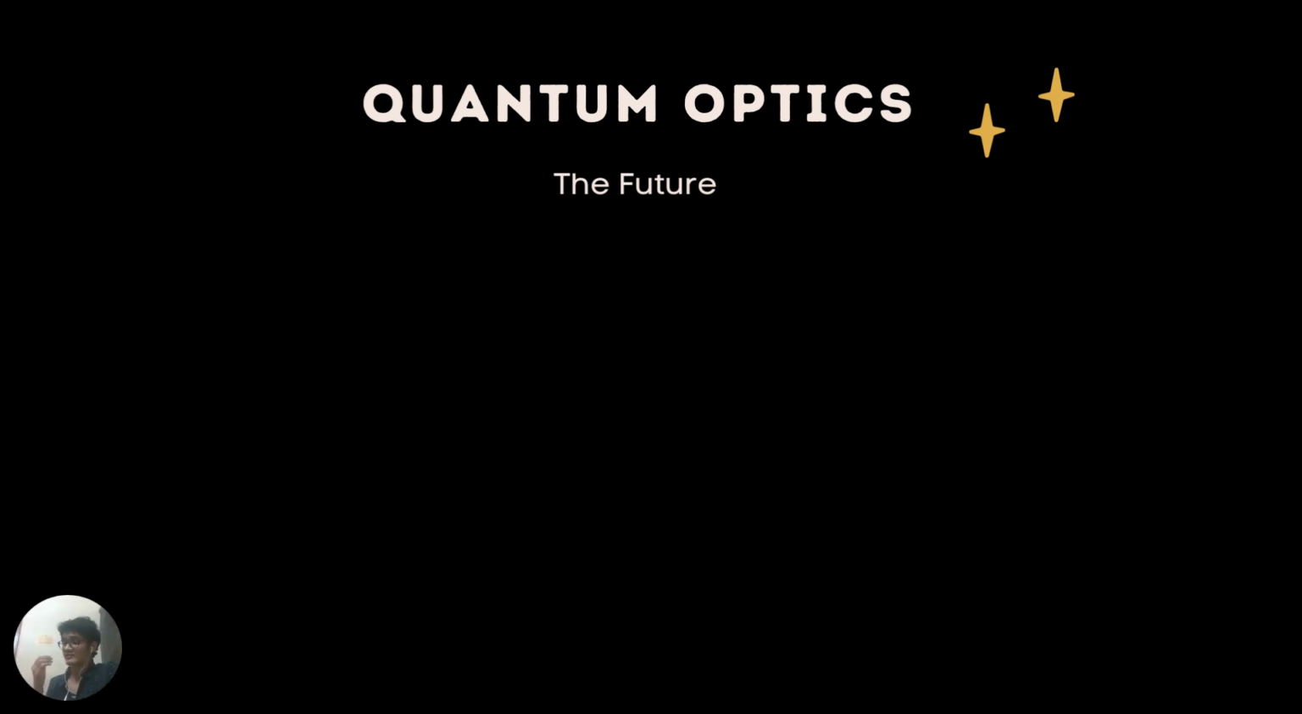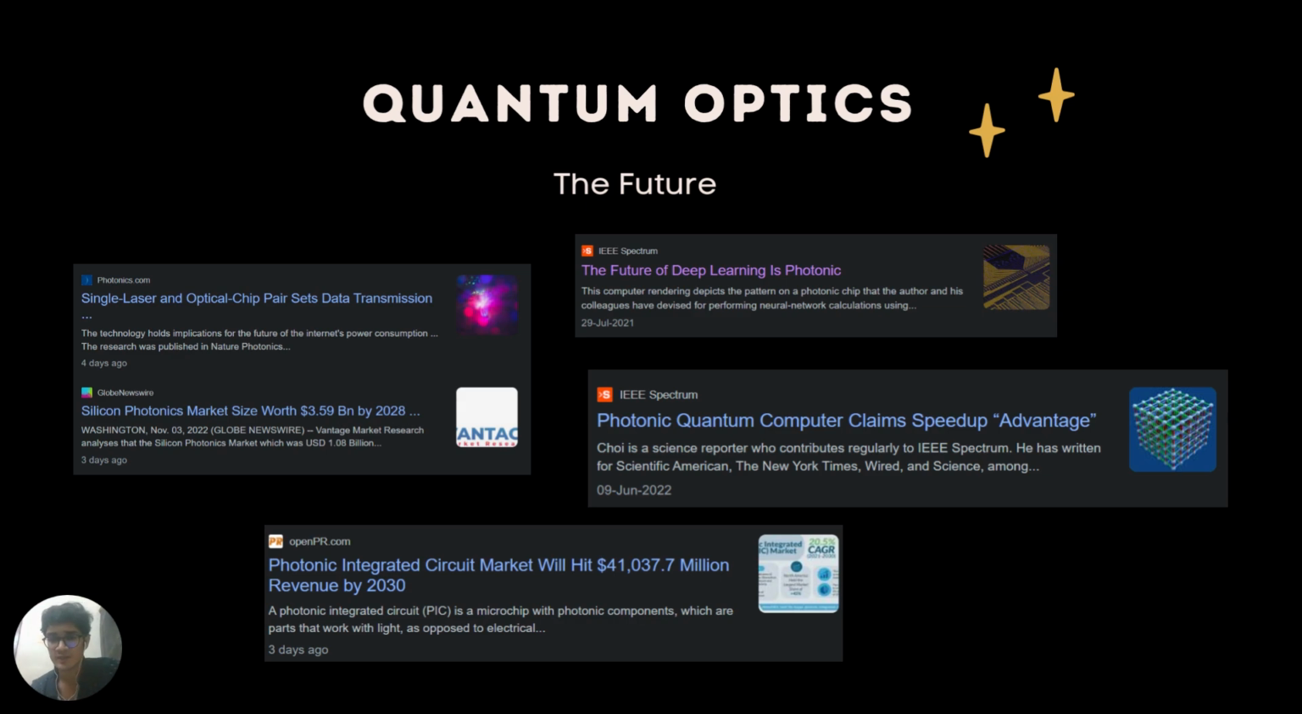Like I just said, there is fiber optics, there is optical coherence tomography, that's using imaging, and so on. So I'll just show you a few news clippings that I took from the web. These are from 2022, just this year, not even very old. I'll read out a few of these for you. The first one is from IEEE Spectrum. It says the future of deep learning is photonic. It says photonic quantum computer claims speed up advantage.